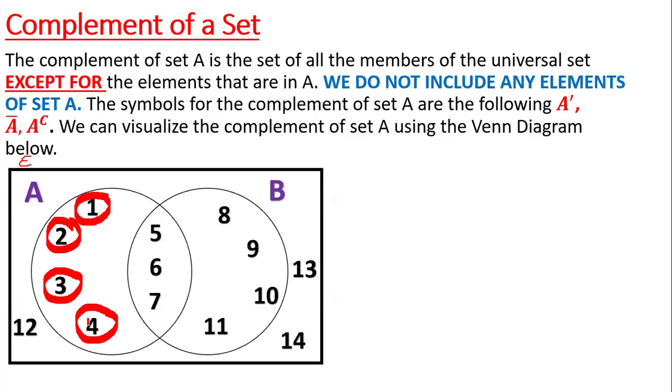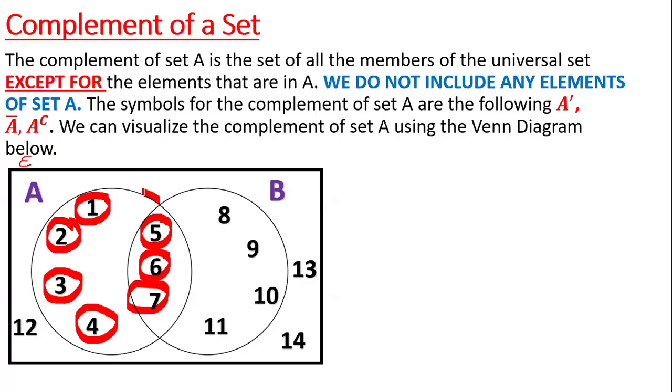All right. But are those the only ones that are in set A? No, sir. Okay. What are the other ones that are in set A? 5, 6, and 7. Do we include these? No, sir. No, we do not include them.